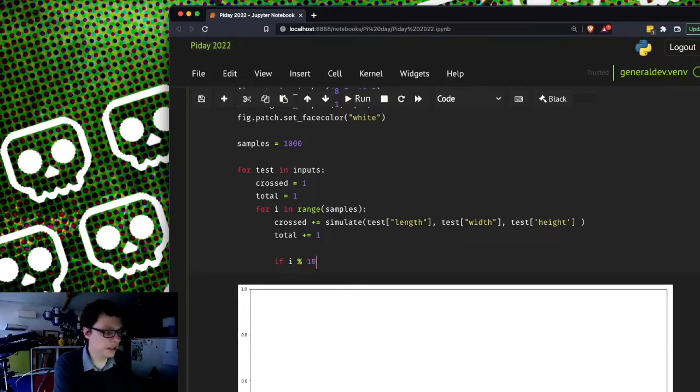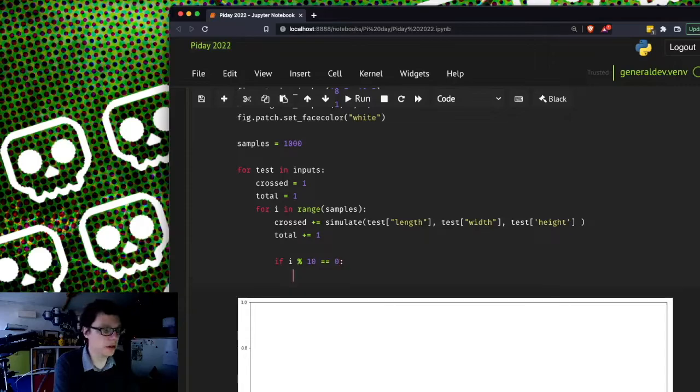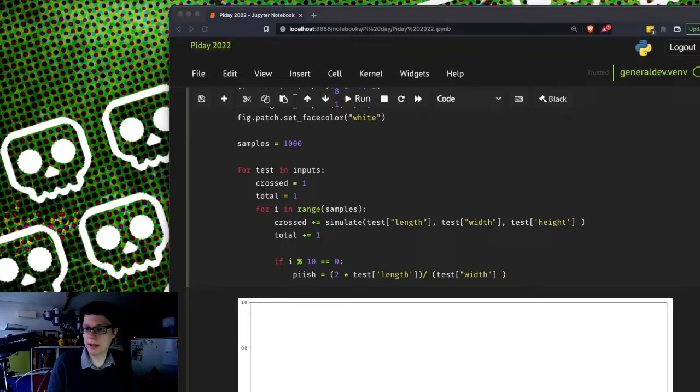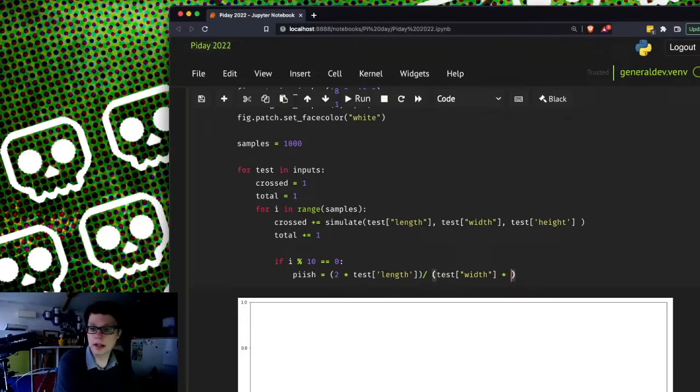If I percentage 10, so every 10th one, we're actually going to calculate pi-ish, or pish as we're calling it. It is equal to 2 times the test length divided by test width. Just got to make my crib a little bit longer. Times by crossed over total. I realised I could probably simplify this and move some of these to the top. And I use lots of brackets here so I know what's going on.